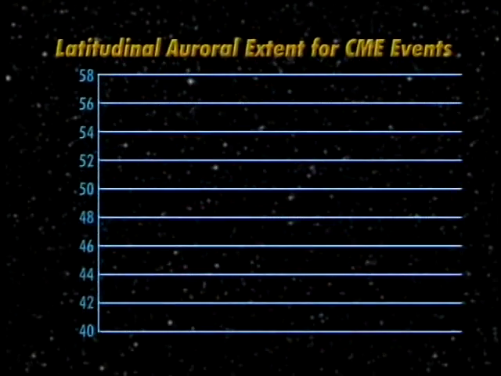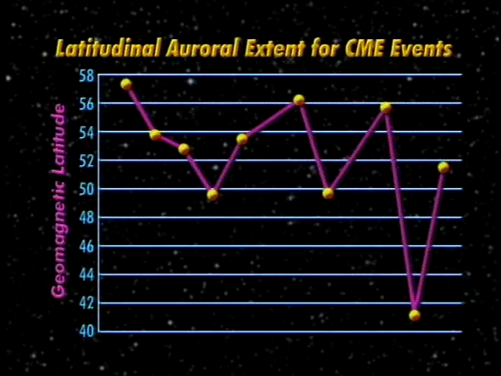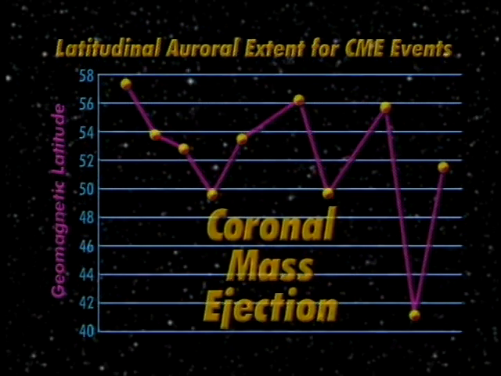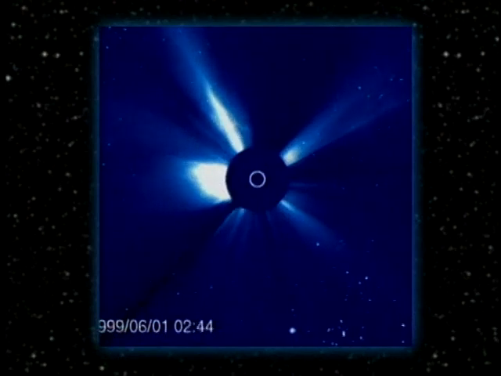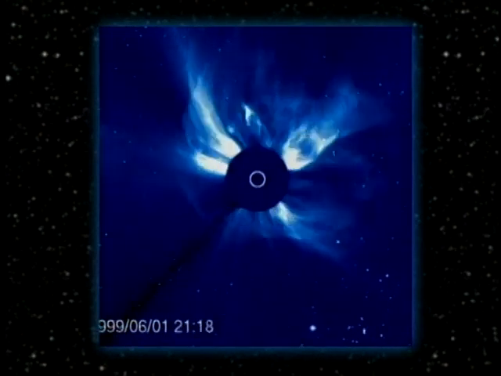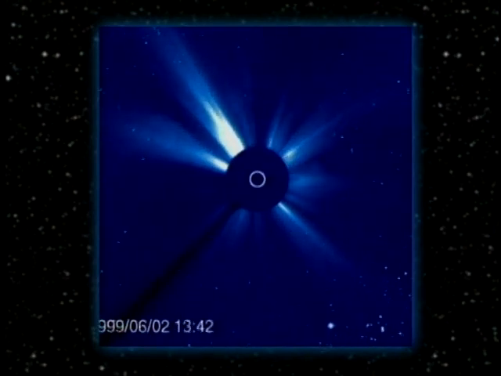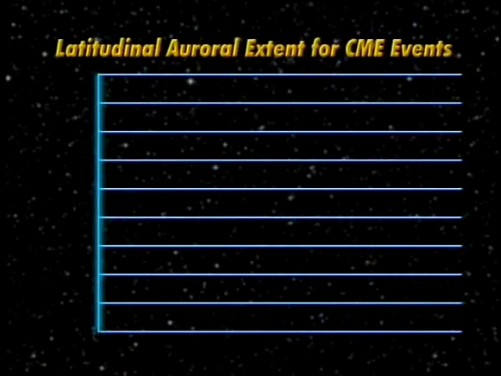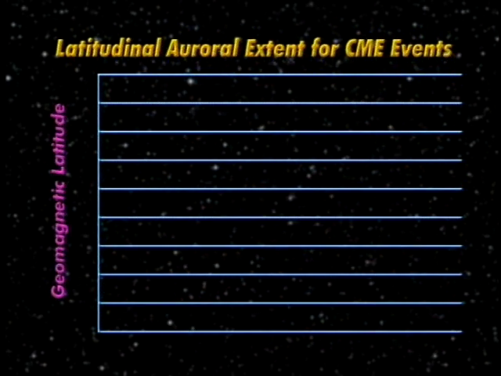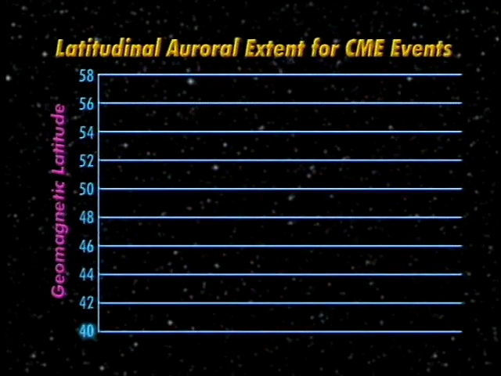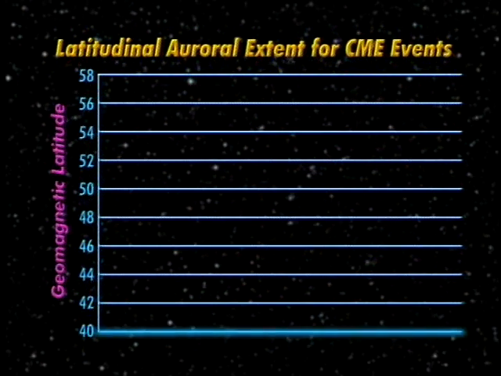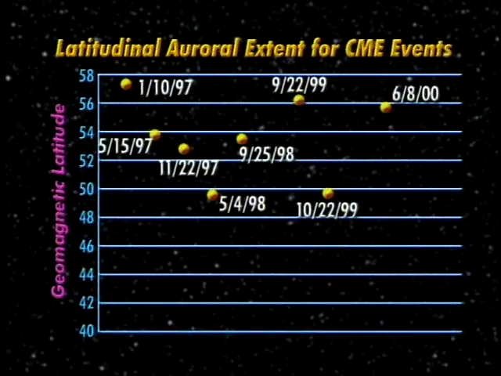For example, the following graph shows you the latitudinal auroral extent for selected coronal mass ejection events. Coronal mass ejections, or CMEs, are gigantic explosions caused by the sun that can reach speeds of millions of kilometers per hour. It takes around 3 days for a CME to reach the Earth. The vertical axis of the graph is the geomagnetic north latitude from 40 degrees to 58 degrees. On a globe, 40 degrees north latitude is closer to the equator and 58 degrees north latitude is closer to the geomagnetic North Pole. The horizontal axis represents the dates of selected CME events.